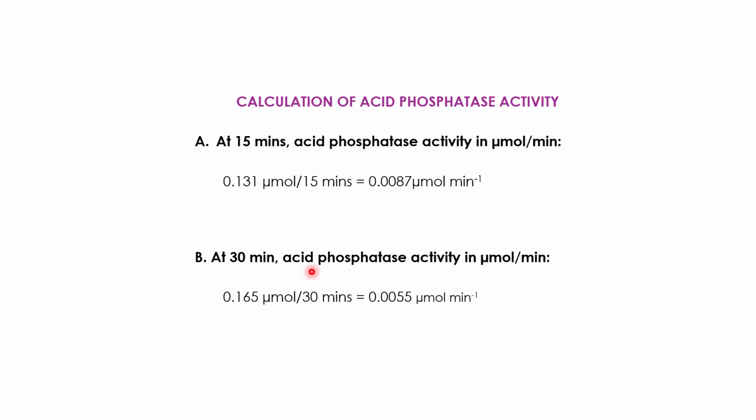Also at 30 minutes, we will have 0.165 micromole divided by the time, which is 30 minutes. If you do this calculation, you'll get 0.0055 micromole per minute, and this also happens to be the enzyme activity for our acid phosphatase at 30 minutes.